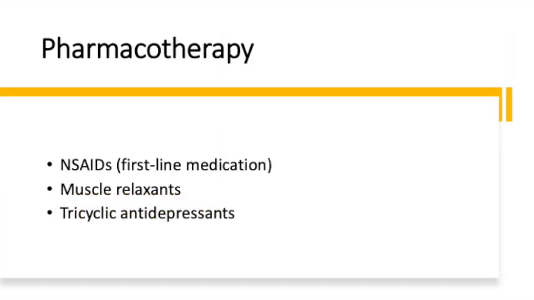Pharmacotherapy typically involves the use of nonsteroidal anti-inflammatory drugs, muscle relaxants if indicated, and tricyclic antidepressants to treat the inherent depression that comes with chronic pain.